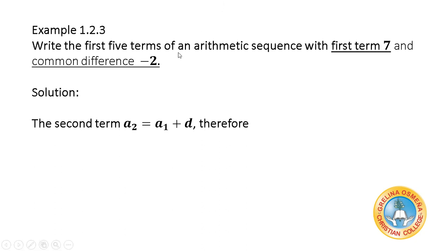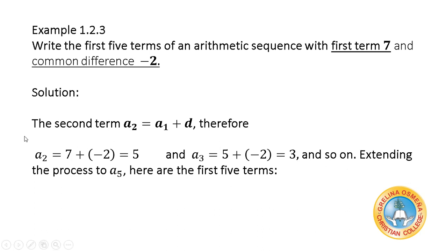So, we have the first term, i-add lang nimo ang common difference, and then you'll get the next term, the second term. That's the same for the third term, di ba? So, we have a sub 2. So, 7 is the first term plus negative 2, that is 5. So, ang atong second term is 5.